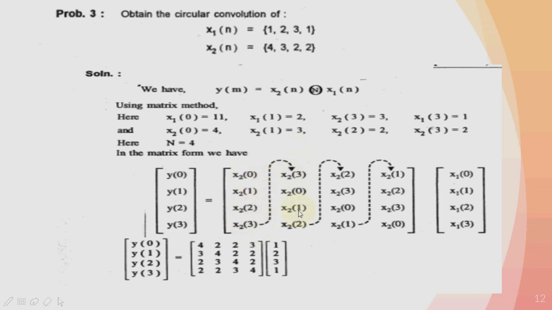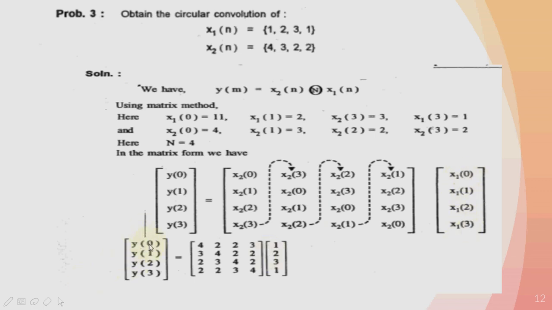So again x2 of 0, x2 of 1, x2 of 2. Again this x2 of 2 will be shifted here. So x2 of 2, x2 of 3, x2 of 0 and x2 of 1. Again x2 of 1 will be shifted here. Again x2 of 2, x2 of 3 and x2 of 0. And after this shift, you will get your original sequence. If the sequence has four sample points, you have to do the shifting 3 times. After 3 times you will get the original sequence. And this is the first sequence x1 of 0 up to x1 of 3.